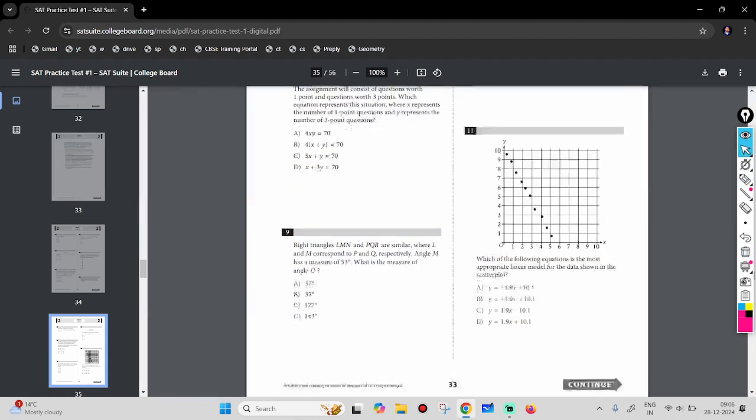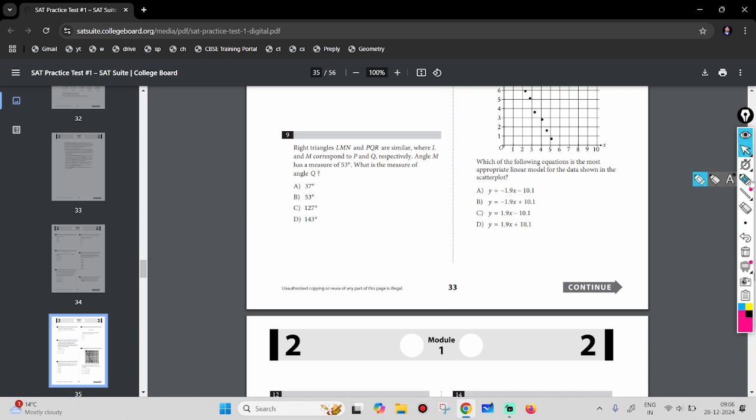Now let's come to the last question of this video. Right triangles LMN and PQR are similar, where L and M correspond to P and Q respectively. Angle M has a measure of 53 degrees. Okay, let's draw the triangles first. And these are right triangles. Angle M is 53. So let's draw 53-degree angles. This might be it. So this is M.